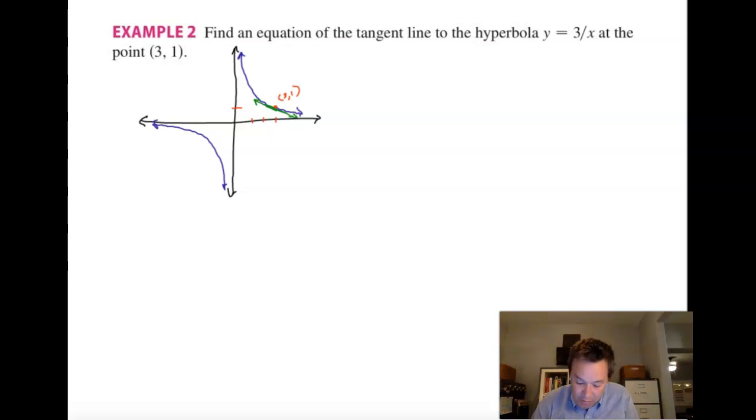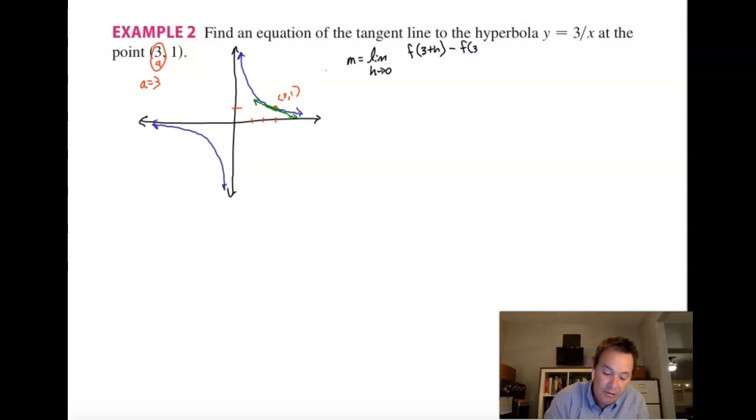So remember that the a is your fixed x coordinate. So this is our a. Our a is 3. And we're going to use our new definition, which was this one, right? The slope equals the limit as h approaches 0 of f of, now in this case, 3 plus h minus f of 3 over h. Okay.